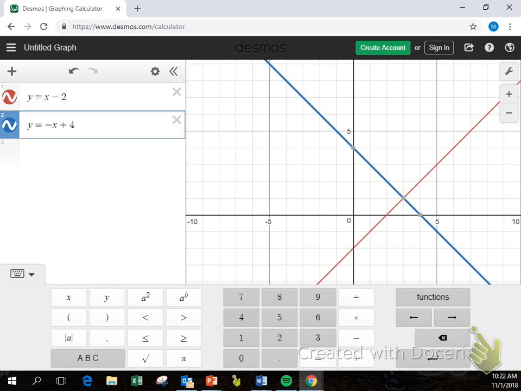There we go. All right. Now, Desmos has done the work. We now just have to transfer it onto our paper. So let's talk about how we're going to do that. First thing I want you to find is the y-intercept.